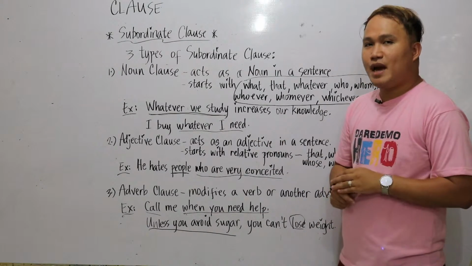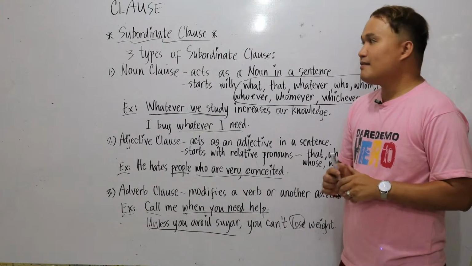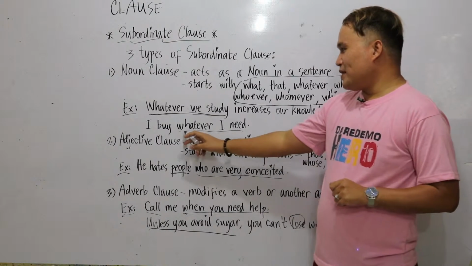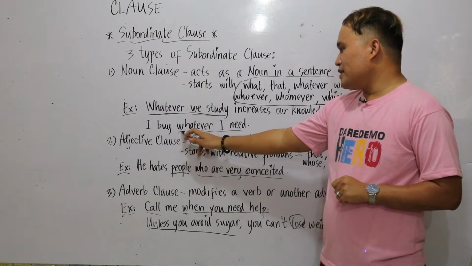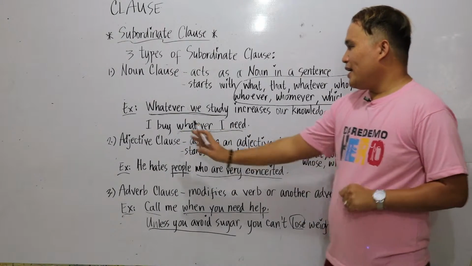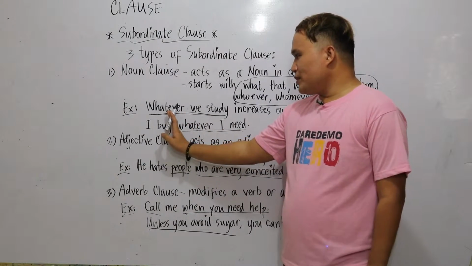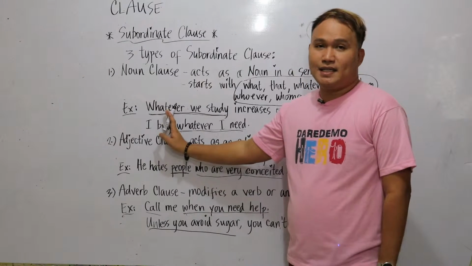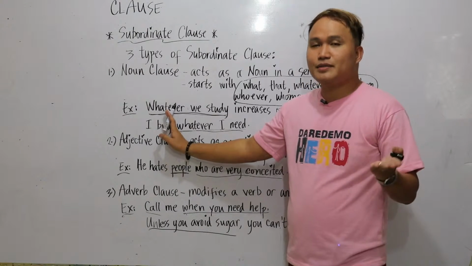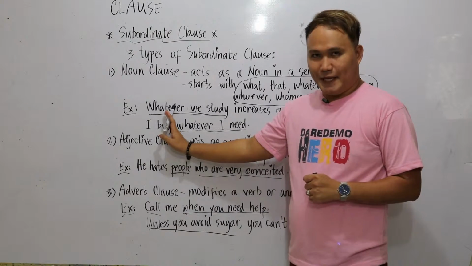Anyone who can give me our noun clause in this sentence? Obviously, it's the one being underlined. It's the whatever I need because it starts with whatever. And if you're going to read whatever I need, it doesn't make sense at all. It does not express a complete thought or meaning.